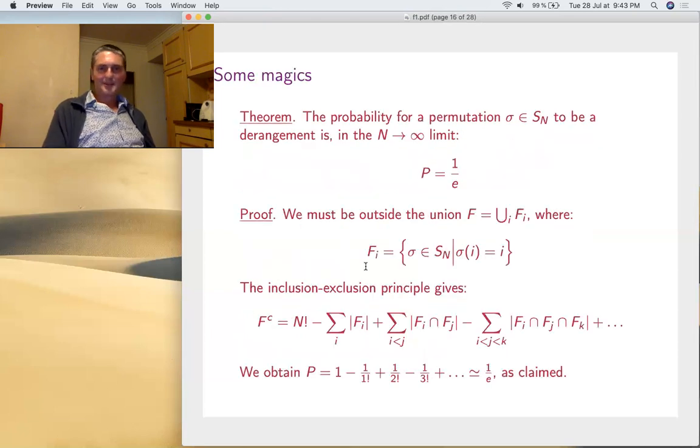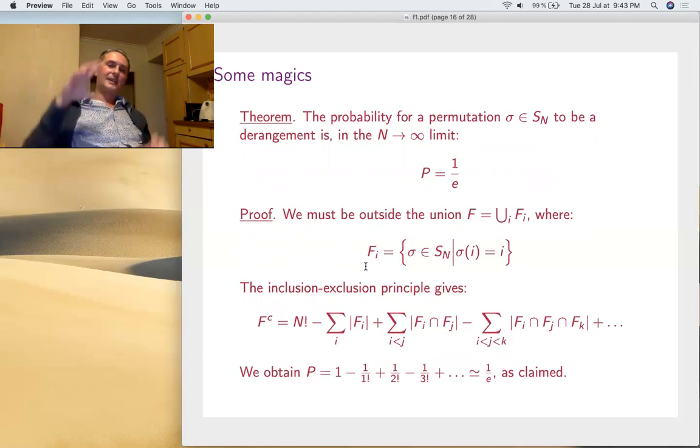Well, here's your way. So take a permutation of n points, and the derangement means that any of the points is moved by the permutation. There's no fixed point. The probability for sigma to be a derangement is 1 over e when n is big. So that's how you get your e out of nothing.